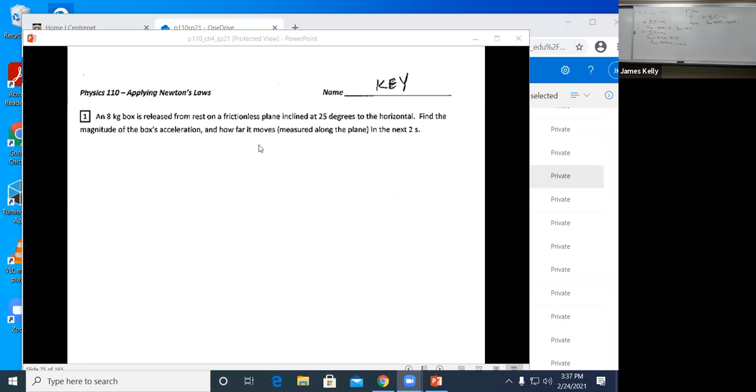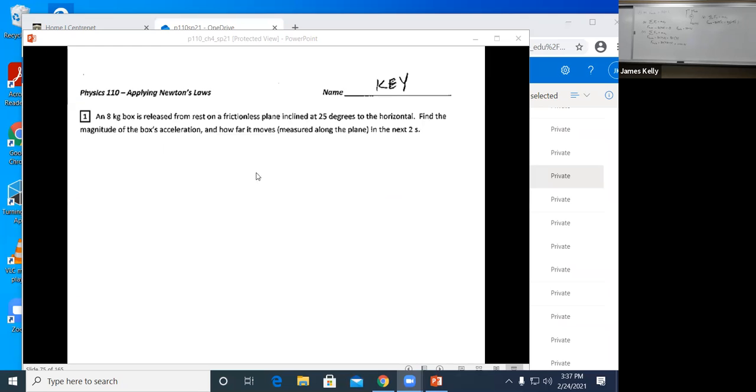And we are told it's an 8-kilogram box. We release it from rest. So we place this box on the incline and let it go, and it starts accelerating down the ramp, right? It's a straight ramp. And the ramp is inclined at 25 degrees to the horizontal.